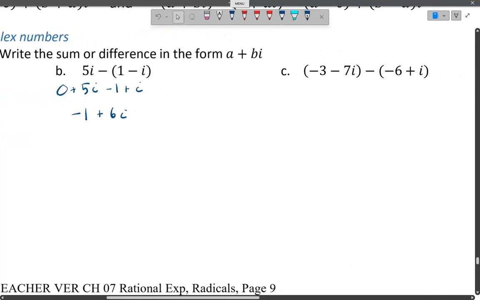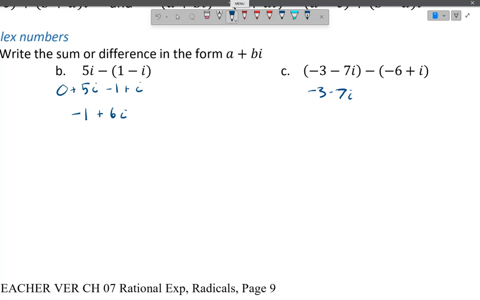Okay. Same thing here. We want to distribute. So negative 3 minus 7i. Then what? Plus 6 minus i. What are my real numbers? Negative 3 and 6. What are my imaginary numbers? Negative 7i minus i. Negative 3 plus 6? 3. Negative 7i minus i? Minus 8i.